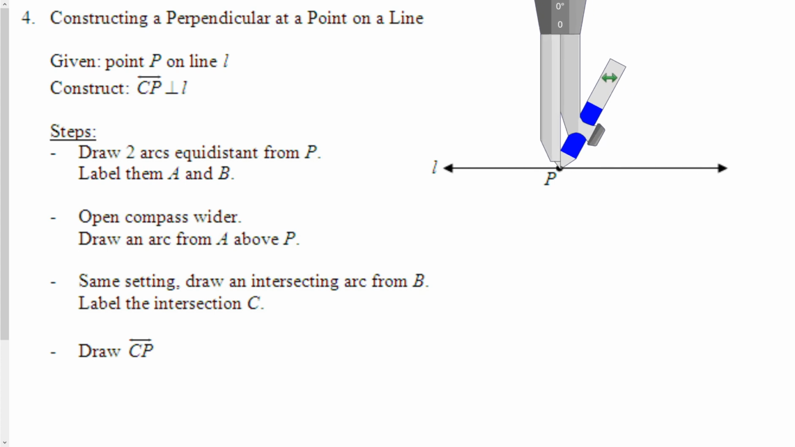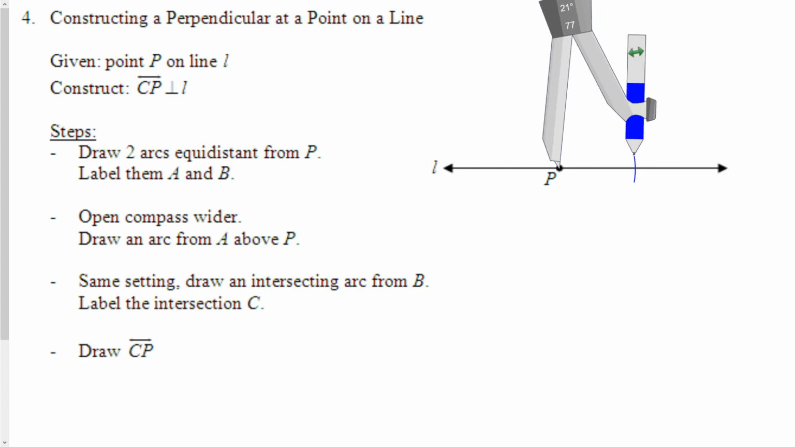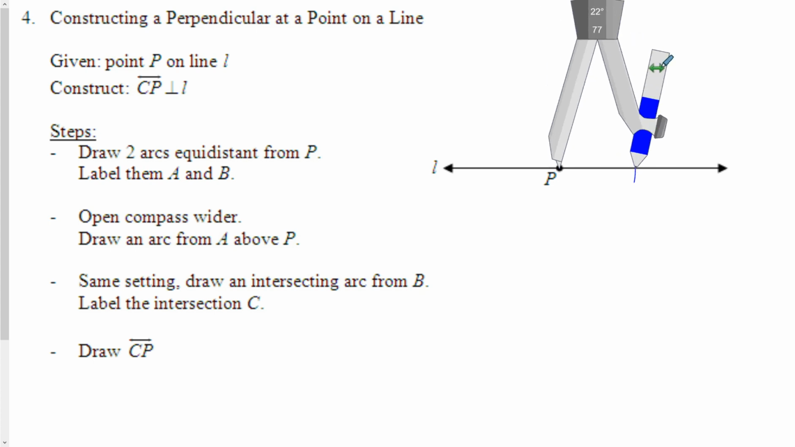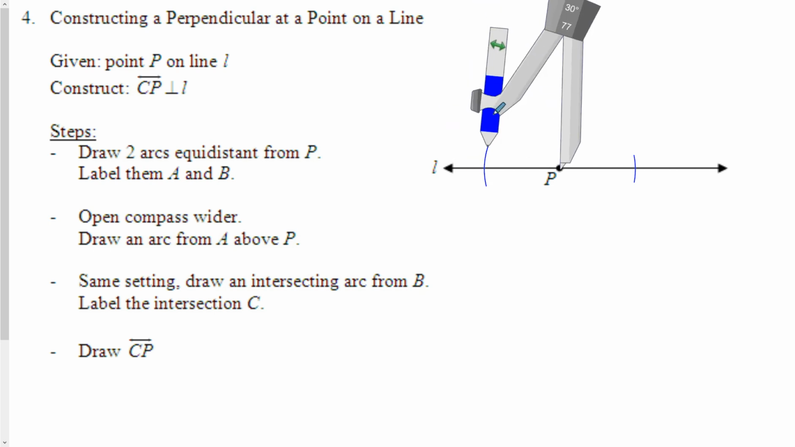So in this example, with the point being on the line, the first step is to draw two arcs equidistant from P. That just simply means you put the point of your compass on the point P, you draw an arc on one side using whatever setting you'd like, flip your compass around and use the same setting to draw an arc on the other side of P. Now in this case, it just says label them A and B. That's only so that the directions can use those points as references.